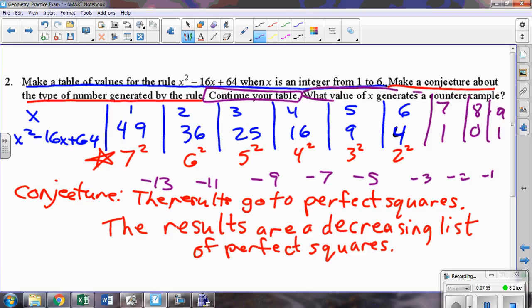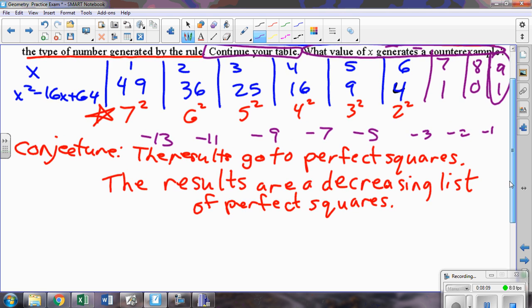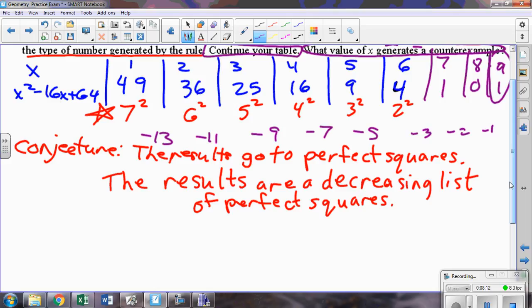Which value of x generates a counterexample? 9 does, because we had guessed that it was a decreasing list of perfect squares, and 9 shows us that it actually wasn't. It does not decrease forever. It starts to increase after a while.